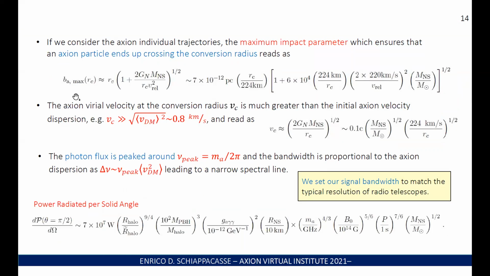You can calculate the maximum impact parameter of the axion with respect to the neutron star in order to cross the conversion radius, and also you can calculate the velocity of the axion at the conversion radius in order to recast the power radiated per solid angle. You see that it is proportional to the square of the axion-photon coupling constant, and depends on the properties of the neutron star, such as the magnetic field at the poles and the neutron star spin.